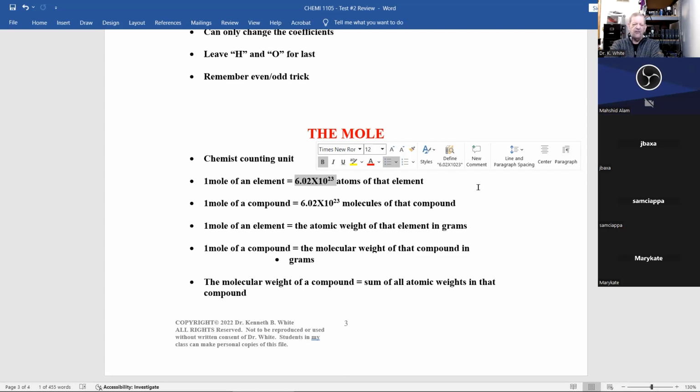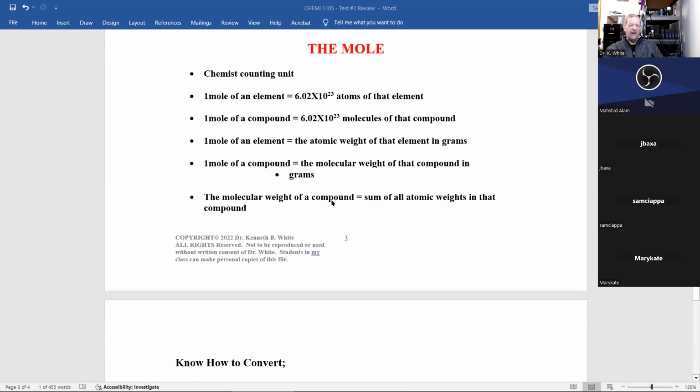And that's 6.02 times 10 to the 23rd. And that's a calculated number. That's 3 significant figures, see 6.02. Now, 1 mole of a compound is equal to Avogadro's number of molecules of that compound. And 1 mole of an element is also equal to the atomic weight of that element in grams. And 1 mole of a compound equals the molecular weight of that compound in grams.